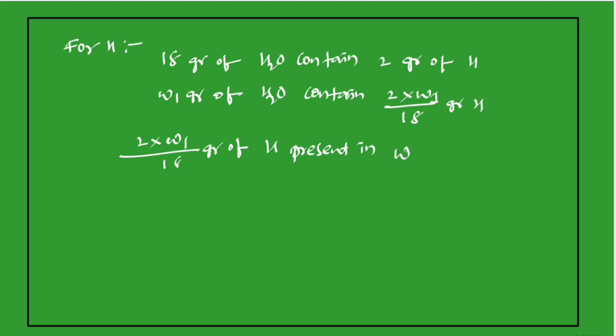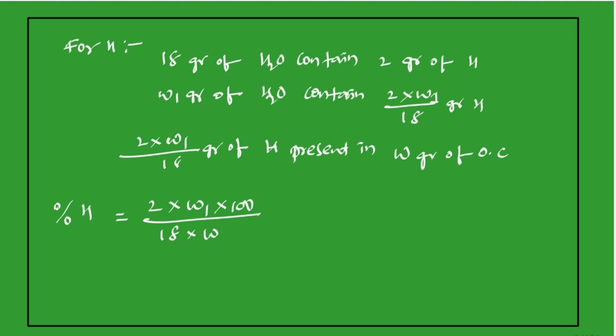It contains W gram of organic compound. 2 into W1 upon 18 grams of hydrogen is present in W gram of organic compound. Now let's find the percentage of hydrogen in the organic compound, equal to 2 into W1 into 100 by 18 into W.